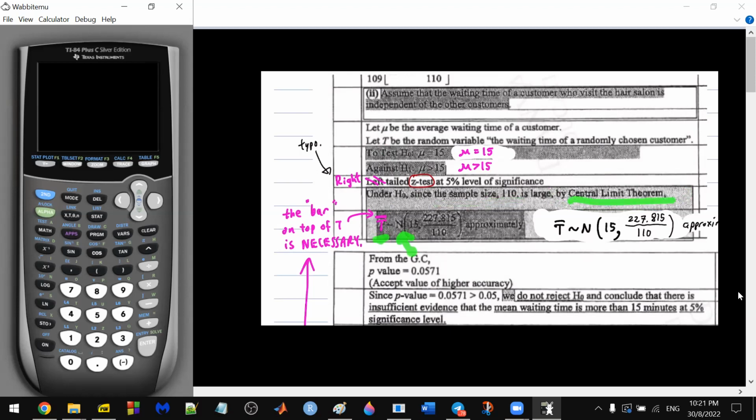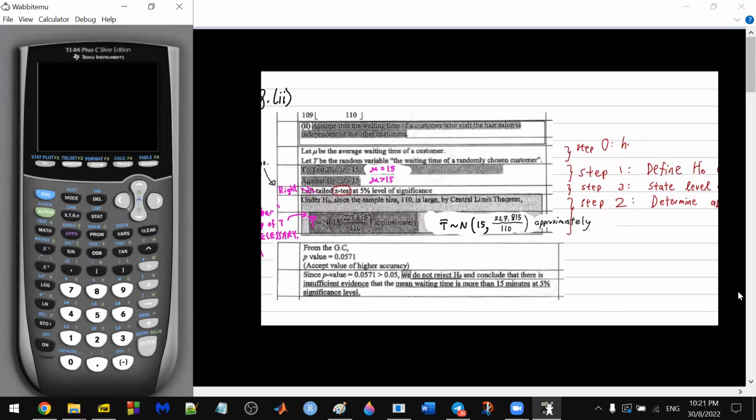This is what I was saying a few times in step 2, determining an appropriate test statistic and its distribution. So over here, the distribution will be what? 15, 227.815 over 110. Okay, I rewrite it here. Where do we get these numbers from?